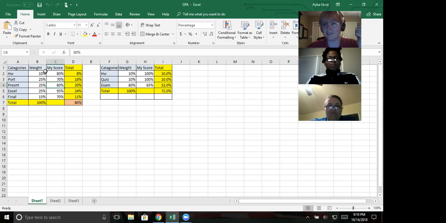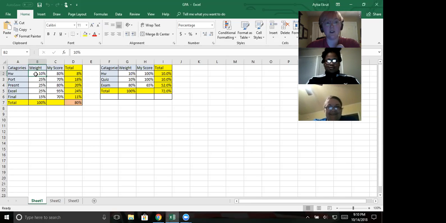First, you got to make a graph. Miss Benzie made this for me. She just sat down and she made the entire thing for me. Very nice of her. So she made hers based on the weighted grade for her own classroom, which is how most teachers tend to weight their grades. The categories being homework, the port, I can't even remember what that is. Oh my God. The presentation, the Excel, and then the final test, and then of course the total.